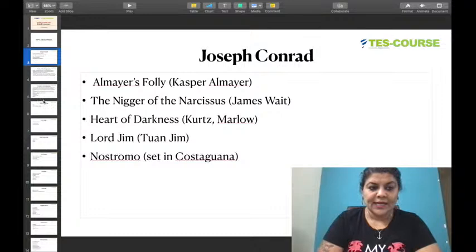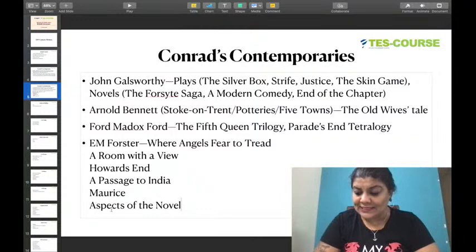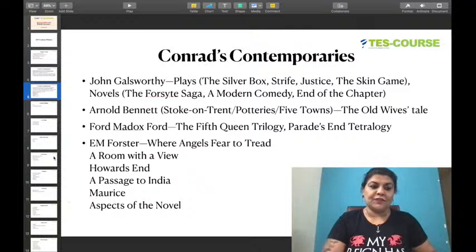Yes, guys. E.M. Forster also wrote Aspects of the Novel. Some of you were reminding me. Here, he talked about flat and round characters. He talked about seven aspects of the novel. Shall I ask you some questions?